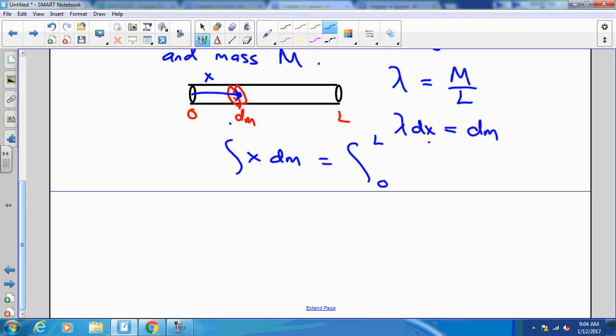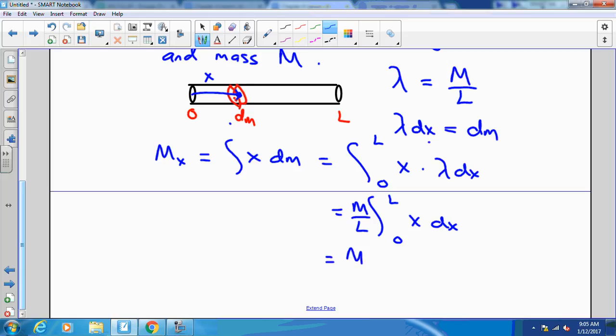x dm is simply the integral from x equals 0 to x equals L of x times lambda dx. Now, the lambda is a constant, so I can pull it to the outside. And I get this integral right here. And this computes the moment in the x direction of that rod.